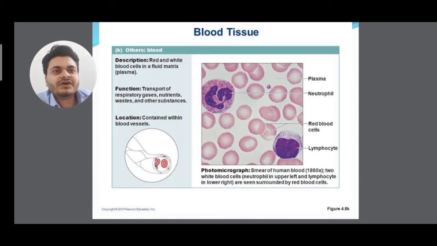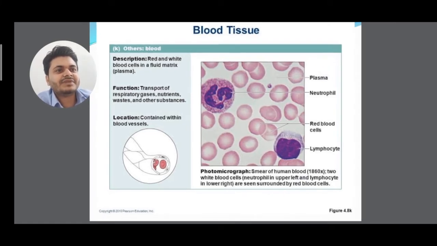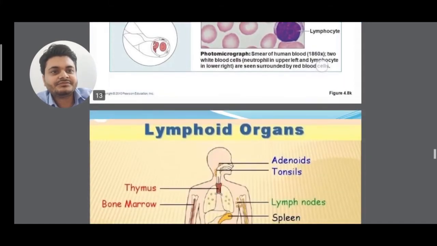Now see the functions of blood. It transports respiratory gases, nutrients, waste, and other substances, contained within the blood vessels. The description of blood tissue is red and white blood cells in a fluid matrix called plasma. All the diagrams are given here. You can see plasma, neutrophil, which is a type of WBC, and RBC, and lymphocyte is also there.